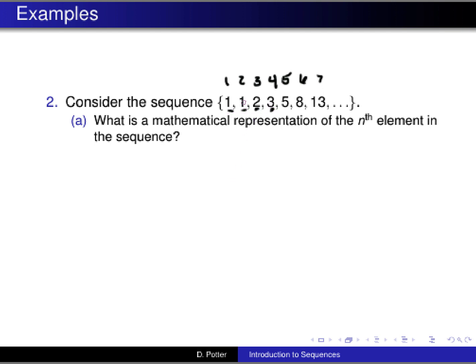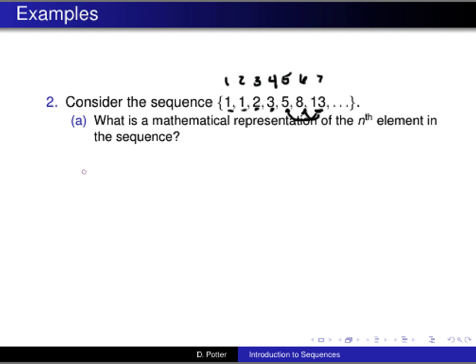And 3 is 2 plus 1. And 5 is 2 plus 3. And 8 is 3 plus 5. And 13 is 5 plus 8. So it looks like this value is dependent on the value of the previous ones.